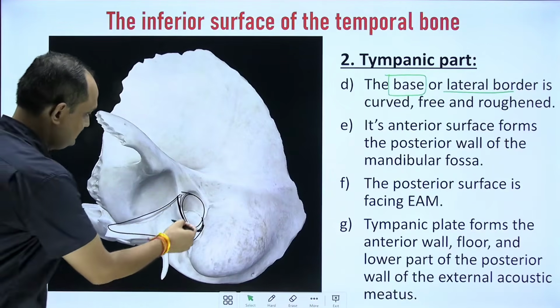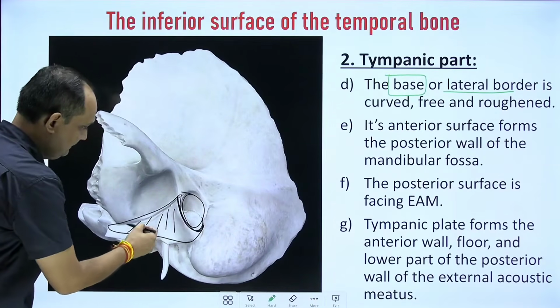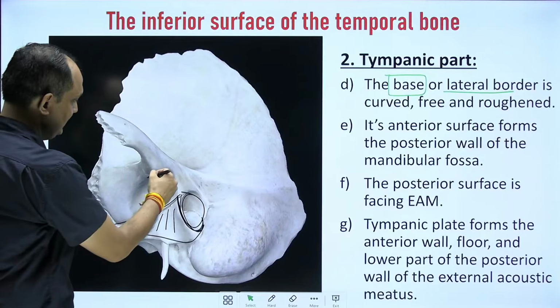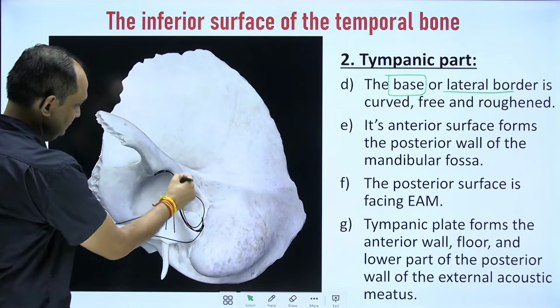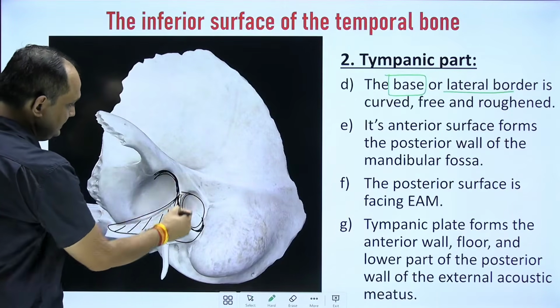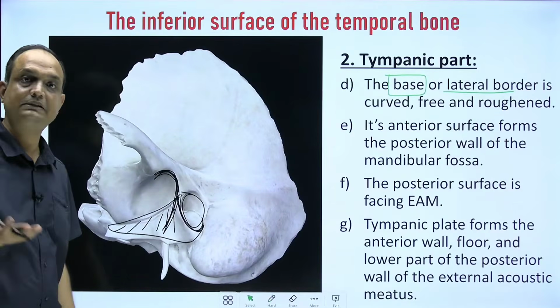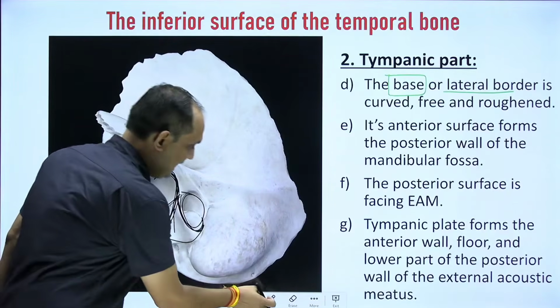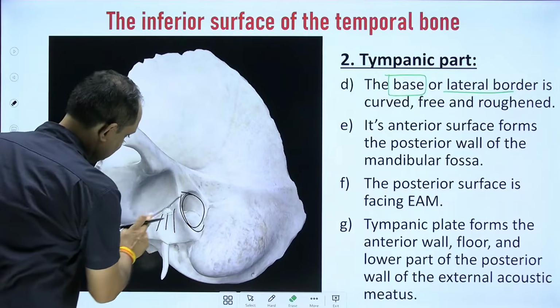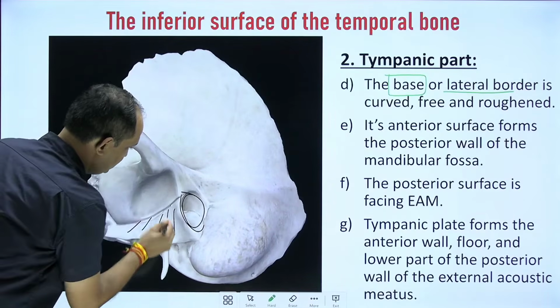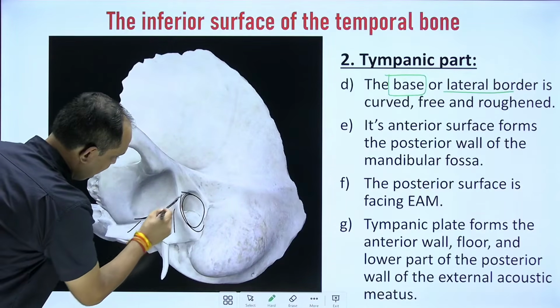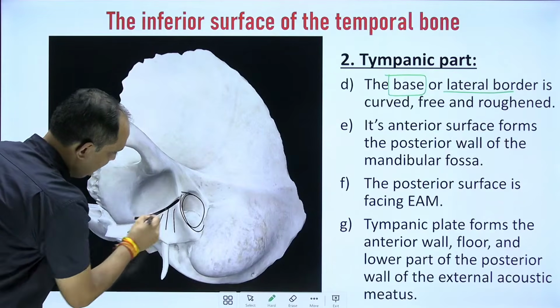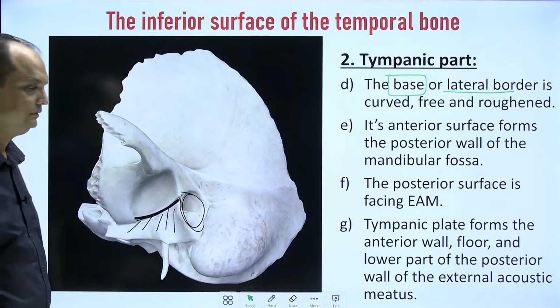Apart from that, when you see the anterior surface of the tympanic plate, it becomes part of your mandibular fossa. So this whole area is the mandibular fossa, and if you see it in the norma basalis, it has a fissure. This fissure, or junction, is seen in this fossa. Now what is the name of this junction? That I will tell you in the coming part of this lecture.